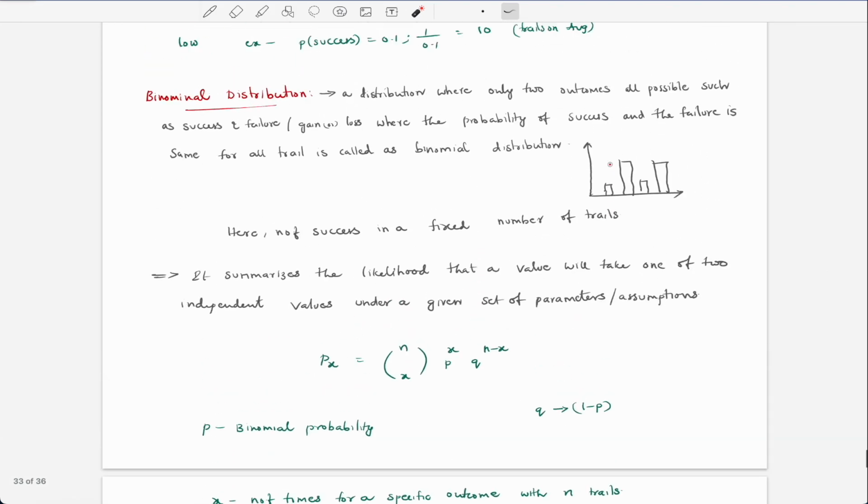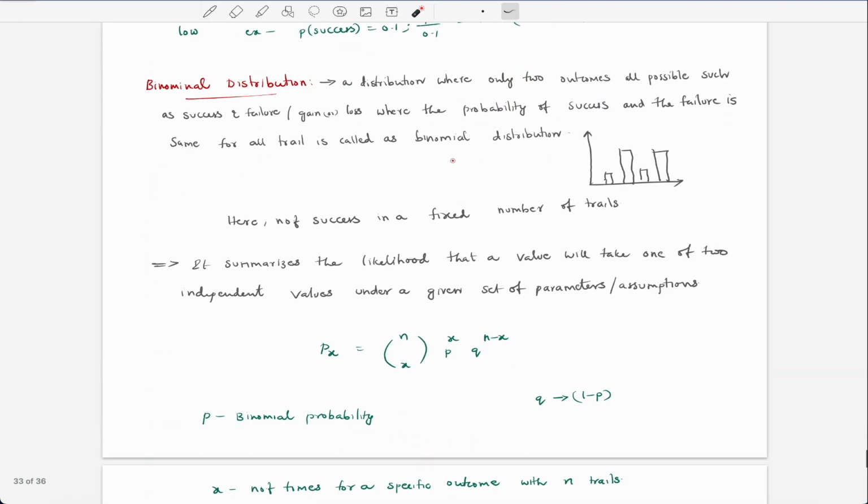So after that we have the binomial distribution. What do you mean by binomial distribution? A distribution where only two outcomes are possible, such as success or failure. Binomial, by the word you can understand, bi means two. A distribution where only two outcomes are possible, such as success or failure, gain or loss, yes or no, where the probability of success and failure is the same for all trials, is called a binomial distribution.